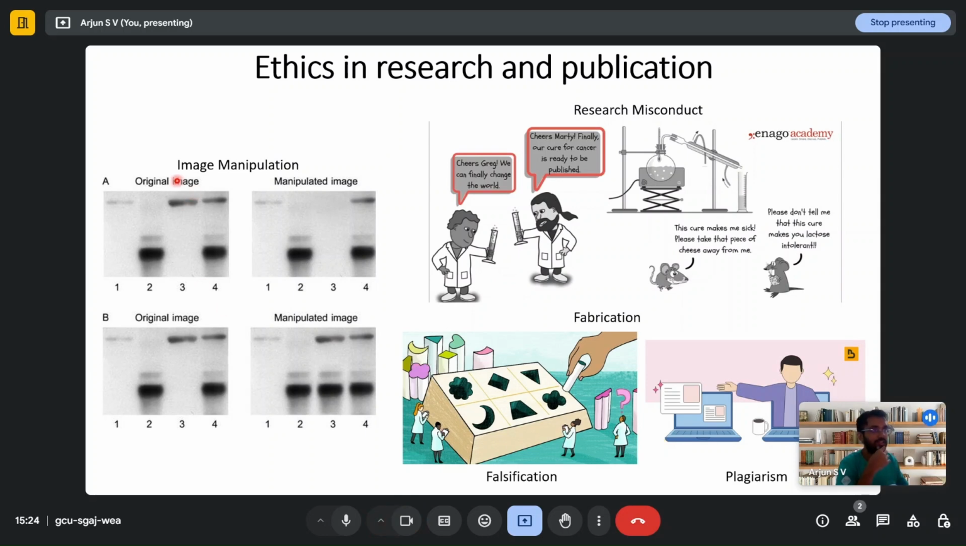And we saw some examples of image manipulation where the image is manipulated to form desirable data. We also saw other types of research misconduct such as fabrication of data, falsification of data, as well as plagiarism. And then we saw how scientific misconduct can be done using unethical practices and using fraudulent data. And then we discussed the causes of research misconduct and how we as researchers can improve ourselves to reduce this scientific misconduct and do proper science.